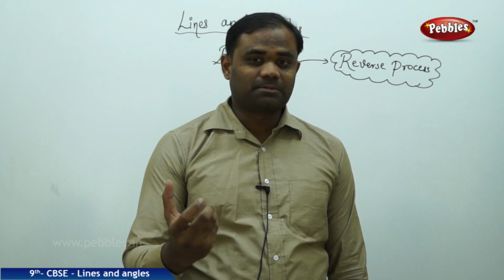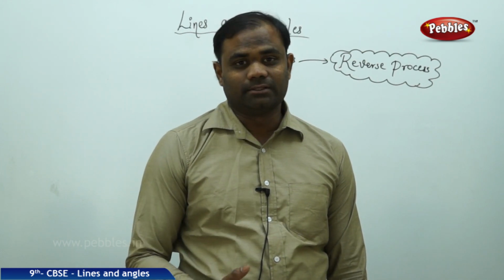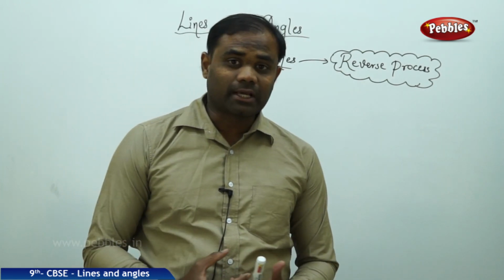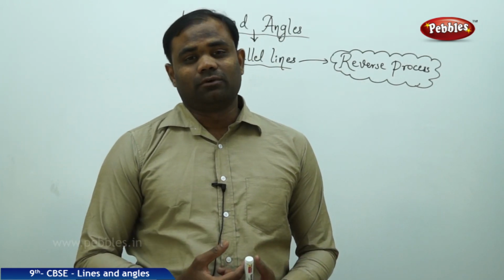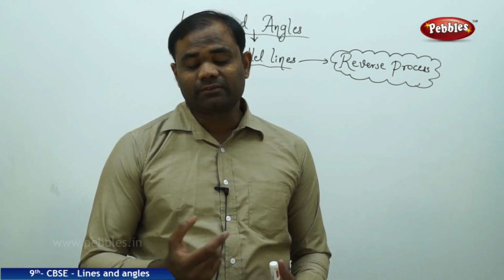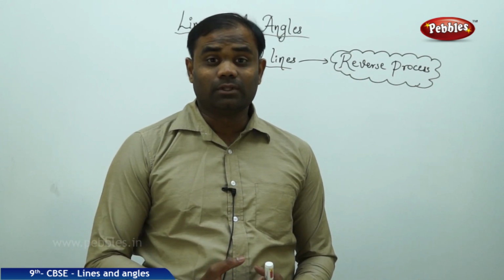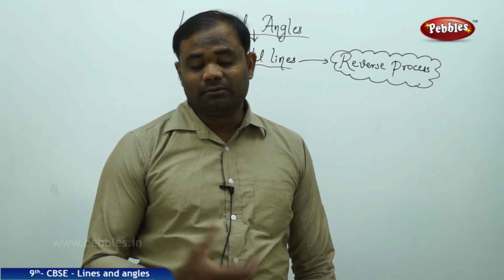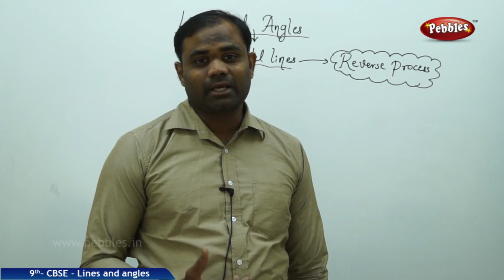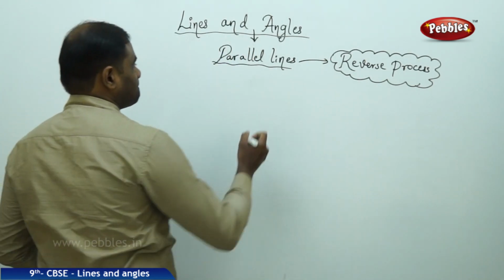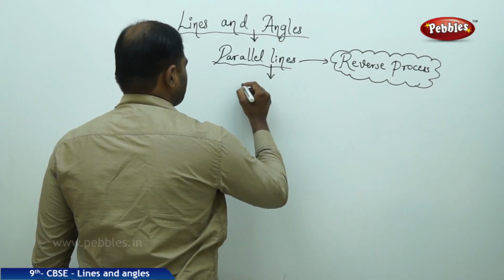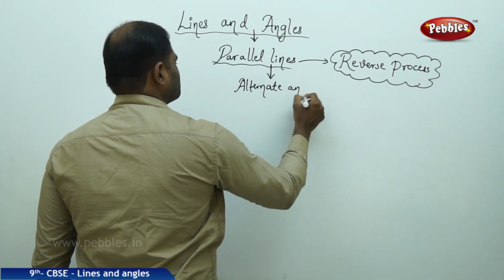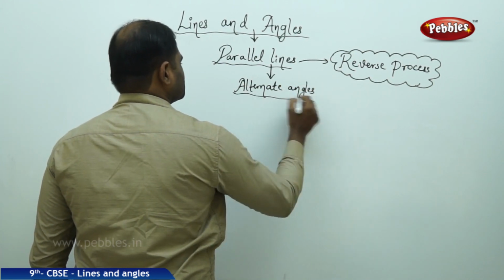Now let's see the reverse process connecting the alternate angles. As we know, when two lines L1 and L2 are parallel, their alternate angles are equal. Therefore, now let's investigate: if the alternate angles are equal, will the lines be parallel? Reverse process of parallel lines, reverse process connected with alternate angles.